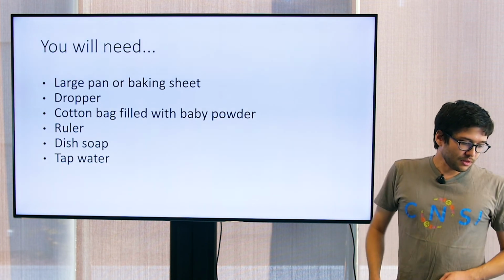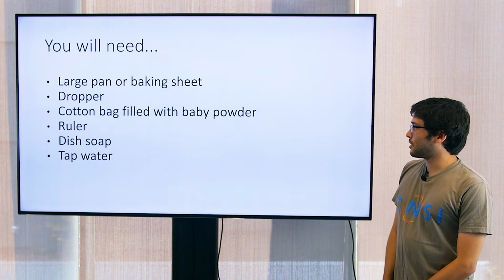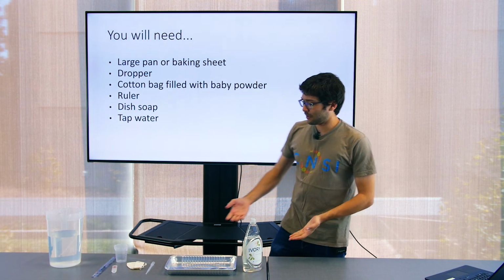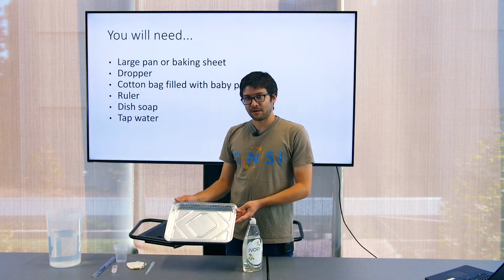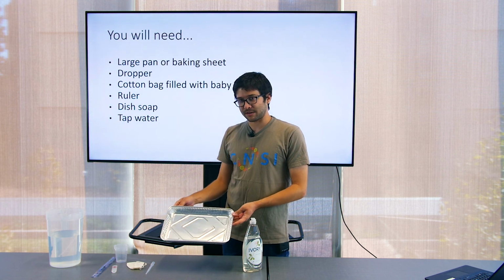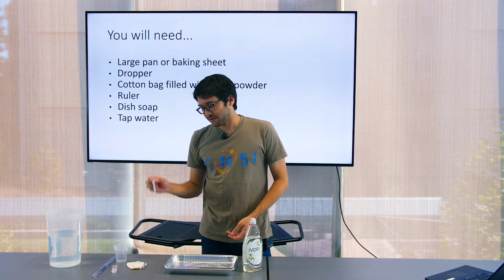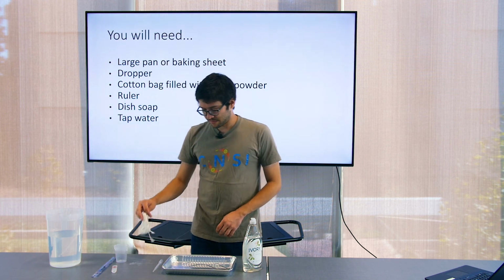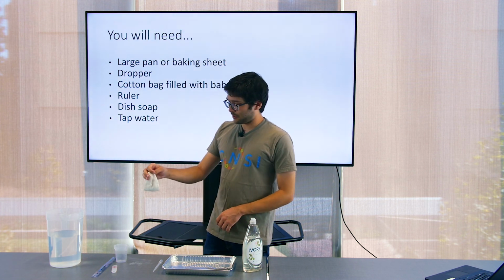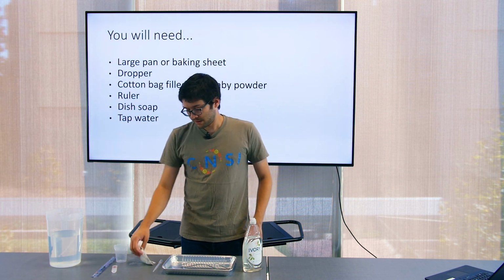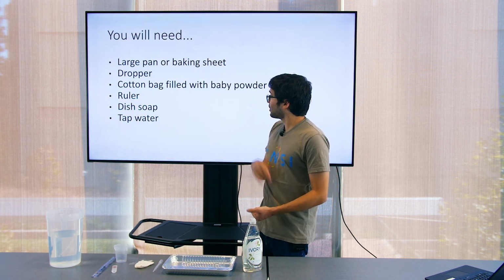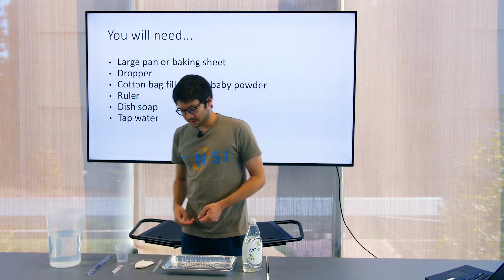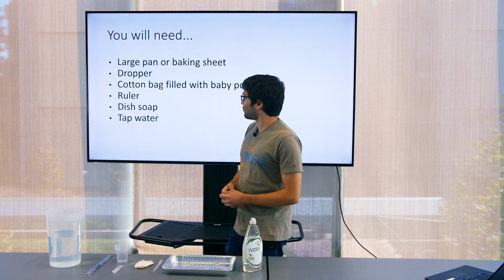For this experiment, the materials are very simple. You'll need a large pan or baking sheet with sides like this. You'll need a dropper for putting your drop of soap. You'll need some baby powder, and I put it in a little cotton bag like this so it's easy to get a little bit out at a time. A ruler just to measure the width of your monolayer.